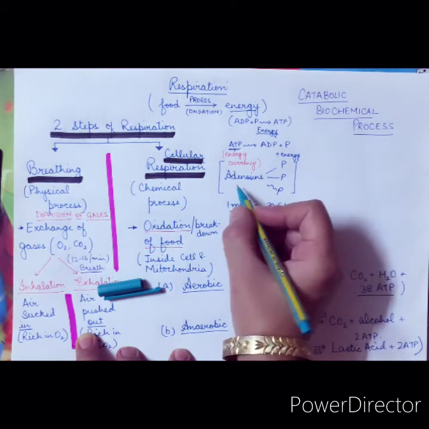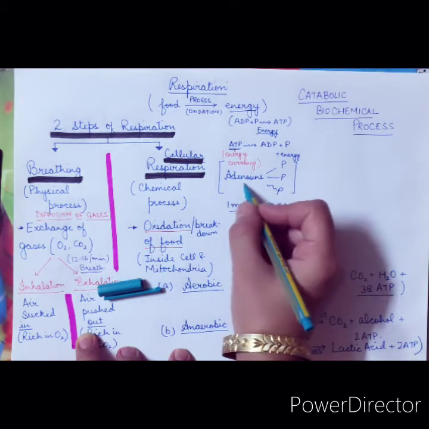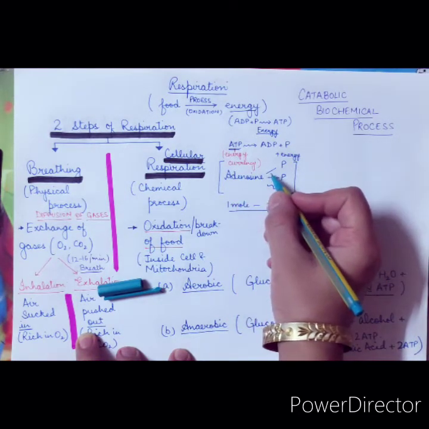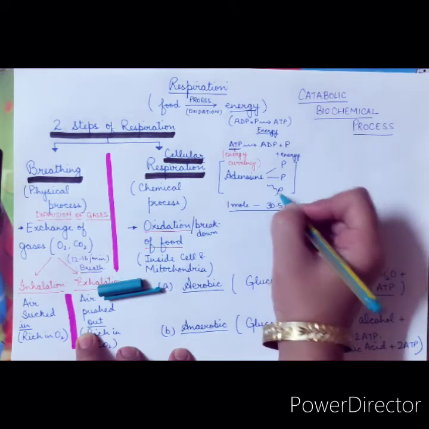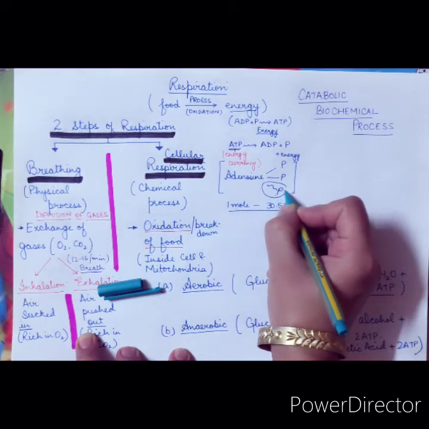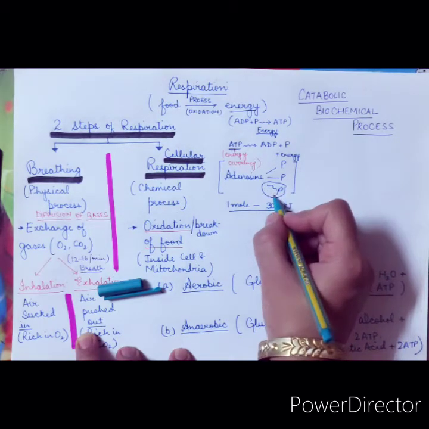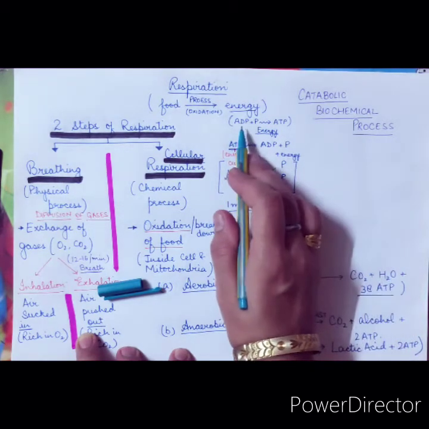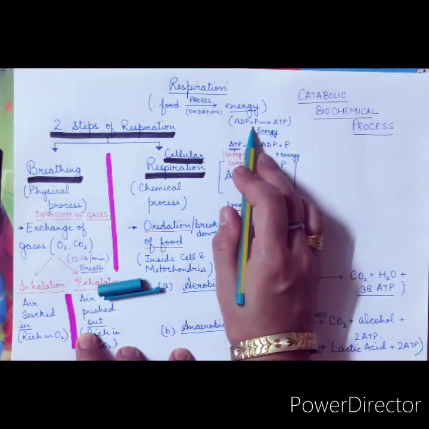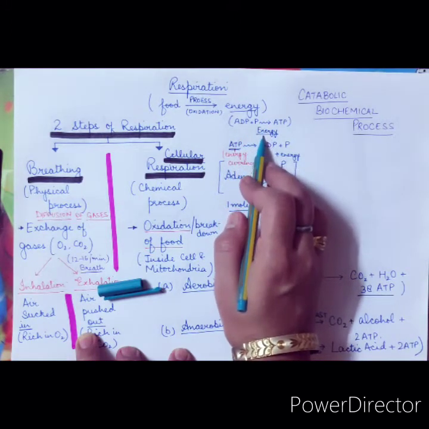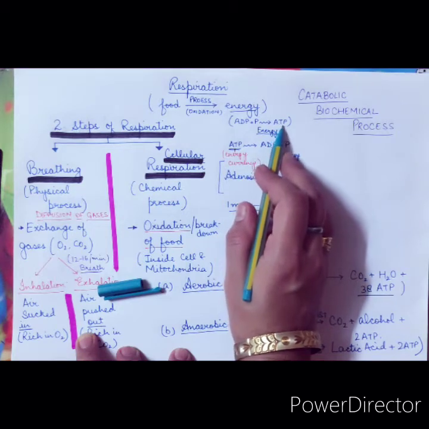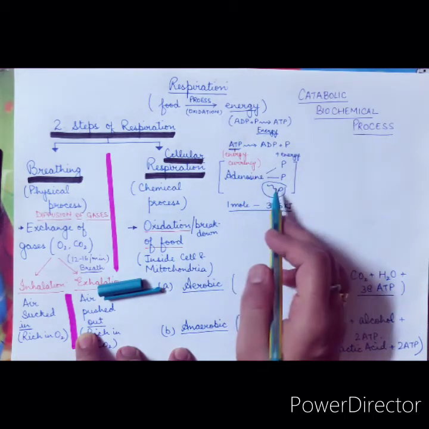Now what is ATP? ATP is nothing but adenosine, which is a nucleotide to which 3 phosphate molecules are attached. This third molecule which is attached carries the maximum energy. So that means ADP plus the phosphate, when this energy is produced, converts into ATP, adenosine triphosphate.